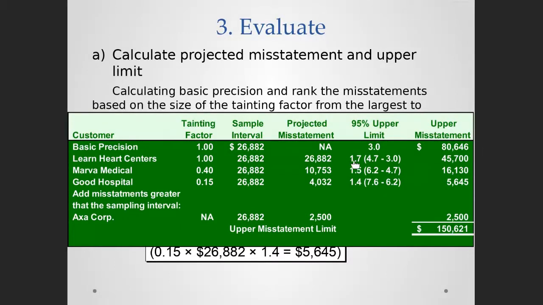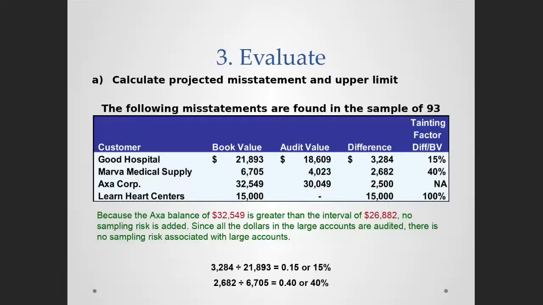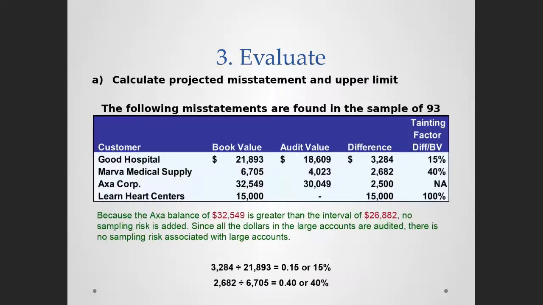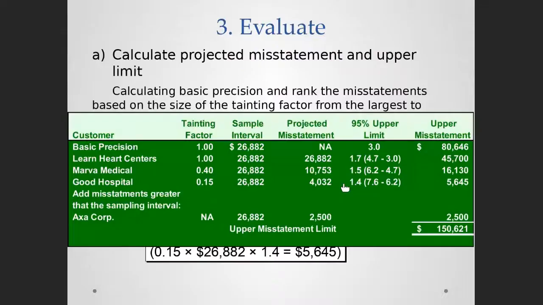Where does this come from? Where does this 1.7 come from? It comes from this slide right here. You see this 1.7? This is the incremental misstatement factor for the first error. You see this 1.7, right? This 1.7 is coming from here. We take the 1.7 and we multiply this number right here, the projected misstatement of 26,882, and we calculate the upper misstatement limit.